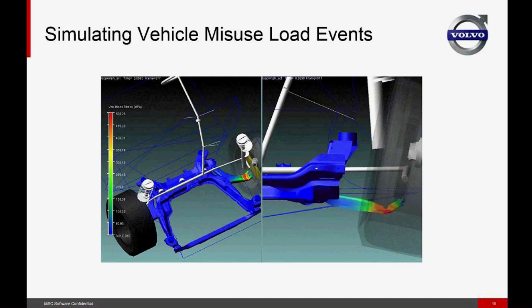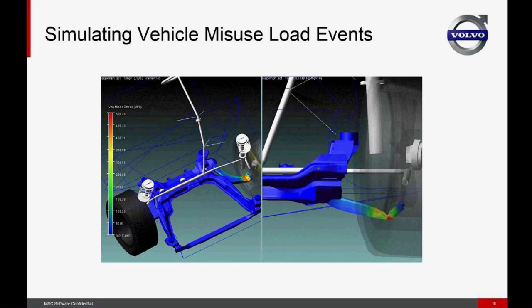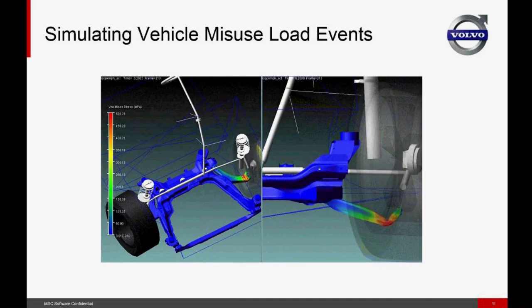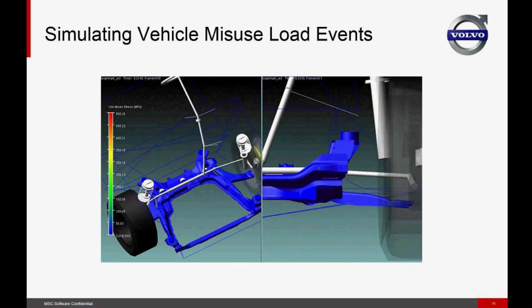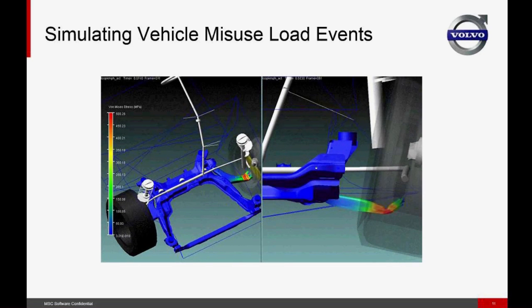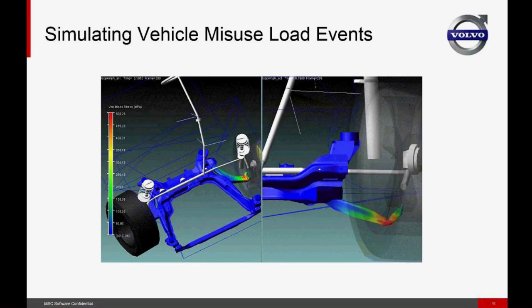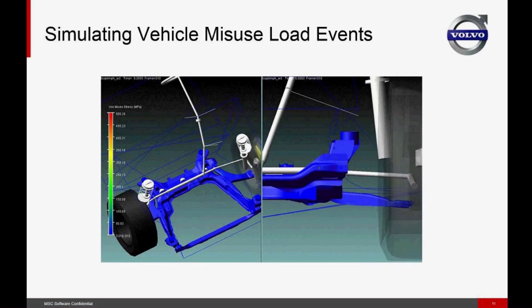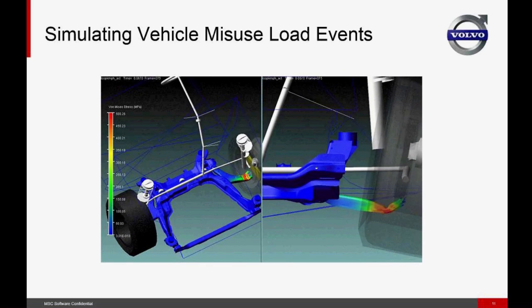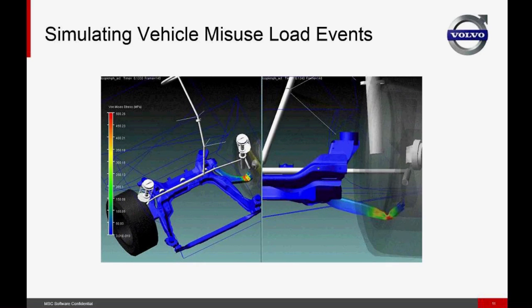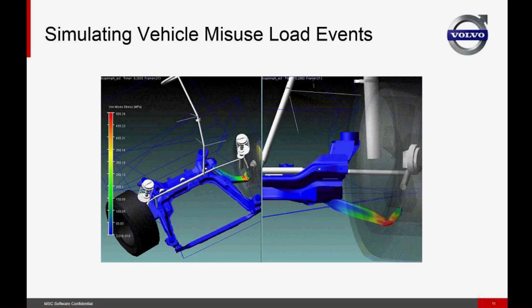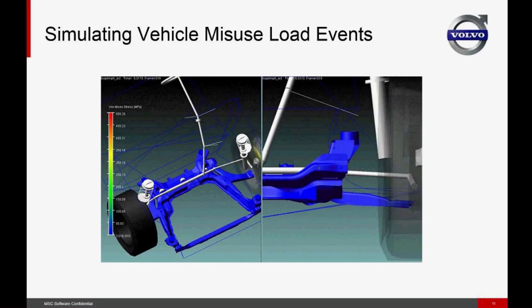And nowadays, although we say that Adams is a multi-body dynamics software, which is mostly rigid body based, recent technologies have enabled us to incorporate flexible bodies, which means the flexibility of the components in your system level models, both at the linear level and the non-linear level.